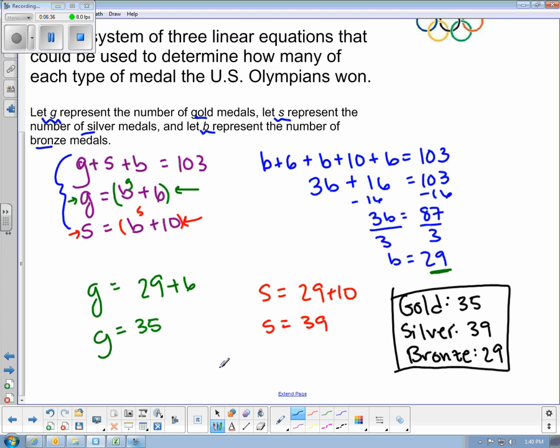Okay, so I've solved that system of three equations there. I've got three variables, three equations. I need to try and get down to one equation and then see if I can solve that for the variable that remains.